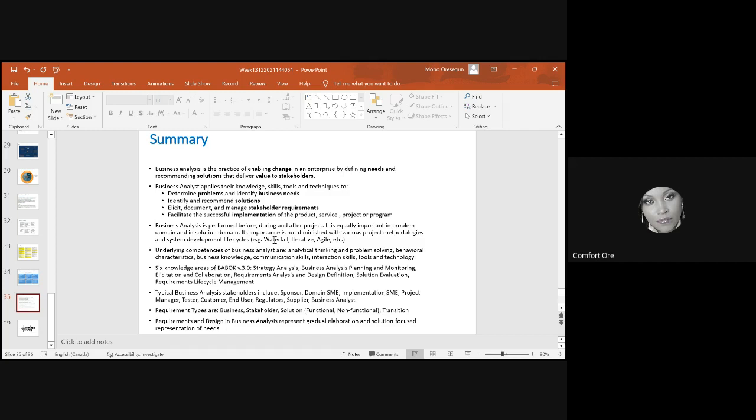It is equally important in the problem domain and the solution domain. Remember, we said the problem domain is where we identify the needs, and the solution domain is where the solution is actually preferred. Its importance is not diminished with various project methodologies and system development life cycles. We identify two types of methodologies, the agile and the waterfall. We also spoke about the difference between both methodologies.